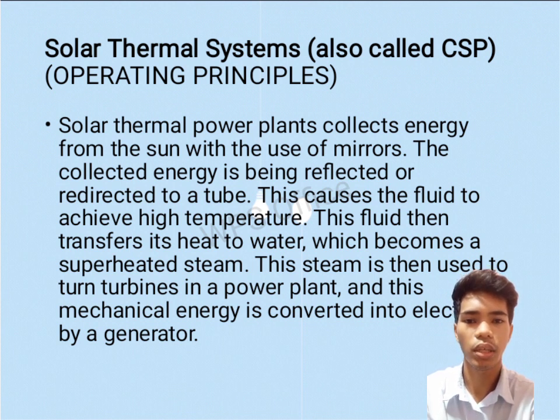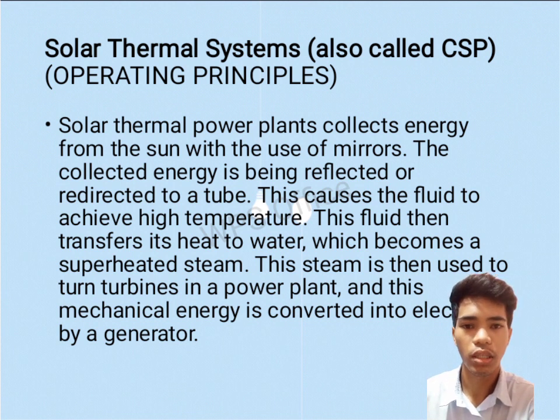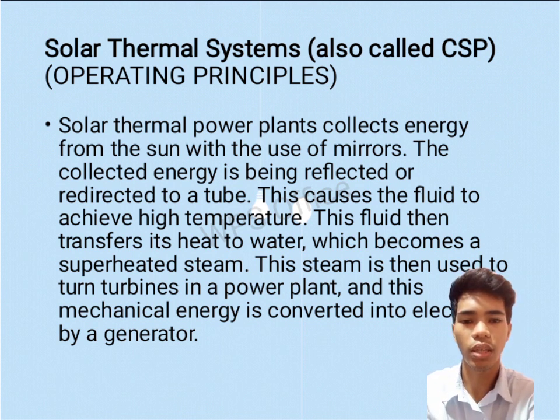And ang topic natin ngayon ay Operating Principle ng Solar Thermal System, also called CSP. Solar thermal power plants collect energy from the sun with the use of mirrors. The collected energy is being reflected or redirected to the tube. This causes the fluid to achieve high temperature. This fluid then transfers heat to water, which becomes superheated steam. This steam is then used to turn a turbine in a power plant, and this mechanical energy is converted into electricity by a generator.